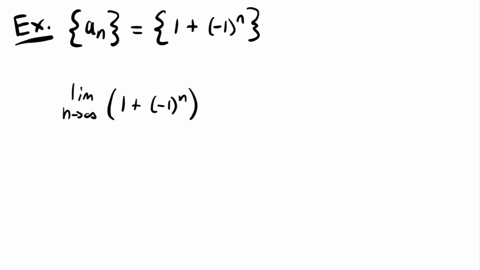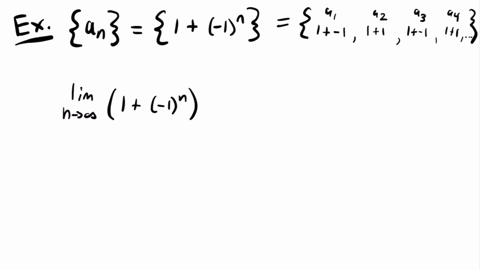And so if we were to look at the terms of this sequence real quick, a sub 1 will be 1 plus -1, right? -1 to the first power is -1. Then a sub 2 will be 1 plus 1, because -1 squared is +1. And then we're going to alternate between those two values. a sub 3 will be 1 plus -1, and a sub 4 will be 1 plus 1, and so on. That is because -1 cubed would be -1, and -1 to the fourth power would be +1.